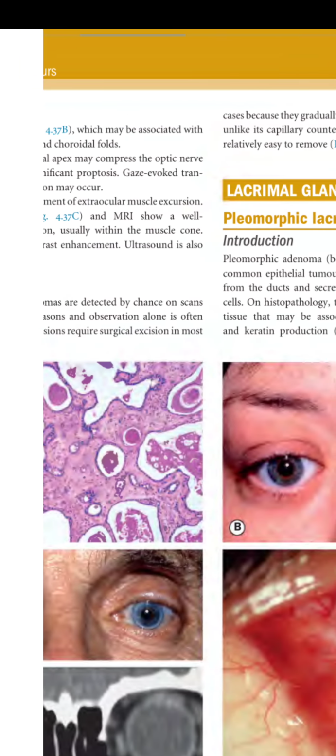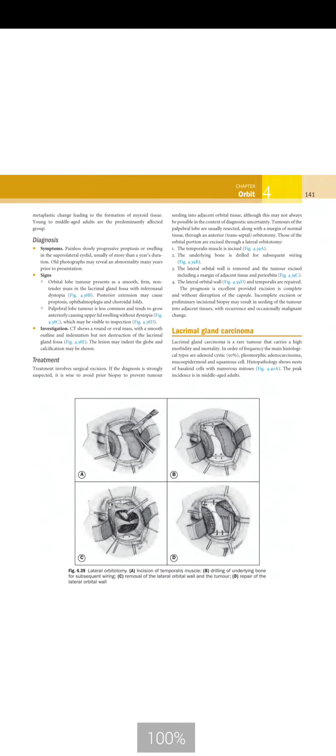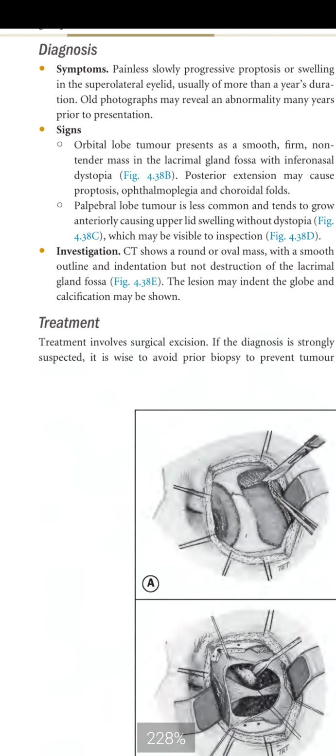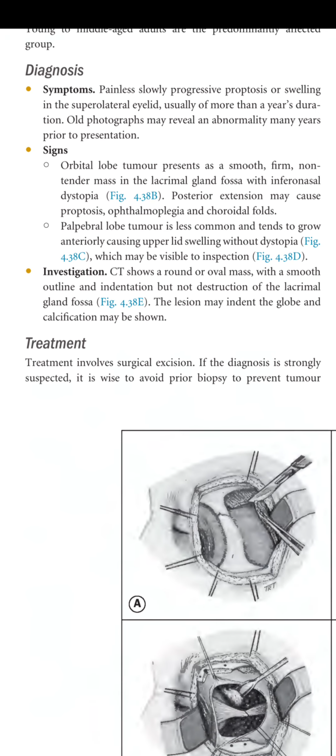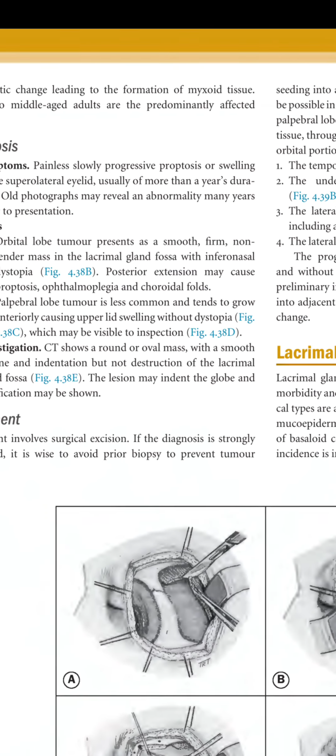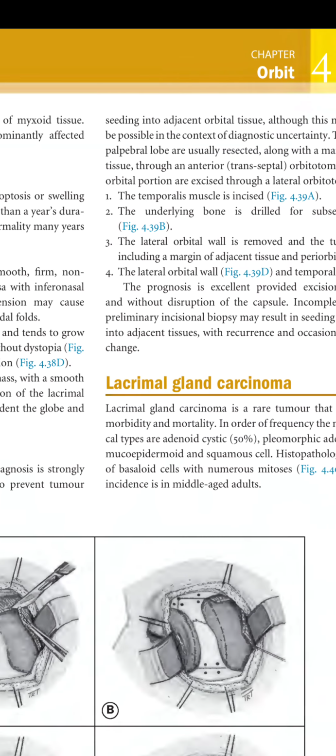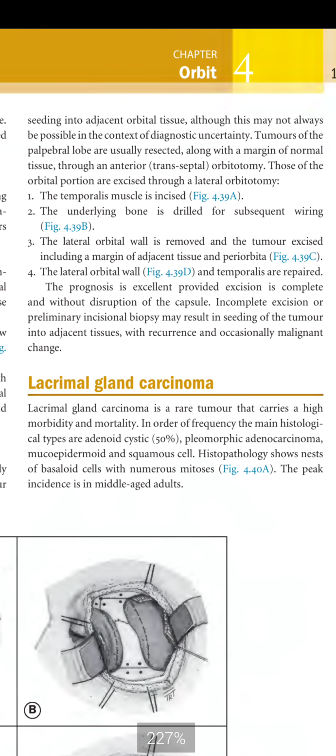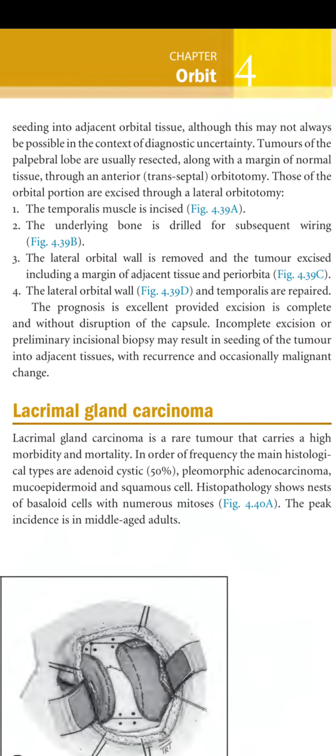So how will you treat it? Treatment is with surgical excision, if the diagnosis is strongly suspected. It is wise to avoid a prior biopsy to prevent tumor seeding into the adjacent orbital tissue, although this may not always be possible in the context of diagnostic uncertainty. Tumors of the palpebral lobe are usually resected along with a margin of normal tissue through an anterior transseptal orbitotomy. Those of the orbital portion are excised through a lateral orbitotomy.